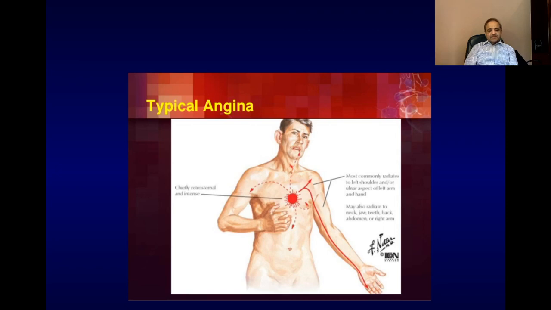But in most cases, you find a history of central chest pain behind the sternum and a sense of constriction behind the sternum. You see the patient putting his hand on the chest and squeezing the hand. These are the features that are typical of angina pectoris.